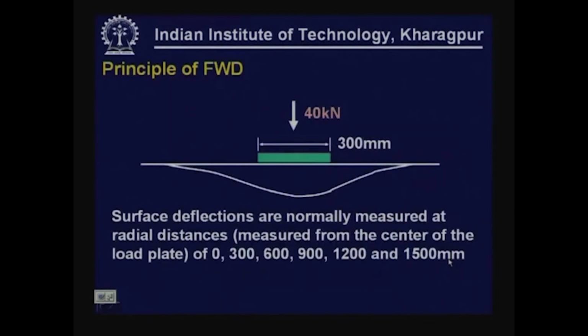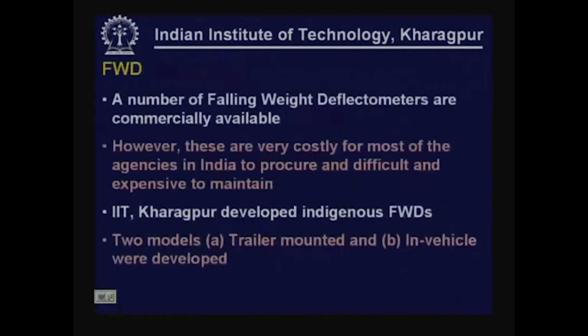Typically this is the loading that is adopted. A 40 kilonewton load is applied. This is half the standard axle load, and it is applied over a 300 millimeter diameter loading plate, because 300 millimeter would give us a pressure of about 0.56 MPa. That's the contact pressure that we would get for 40 kilonewton and 300 millimeter diameter. Surface deflections are normally measured at radial distances from the center of the load plate of 0, 300, 600, 900, 1200 and 1500 millimeters. In many cases, the deflections are measured at irregular intervals also, wherever required.